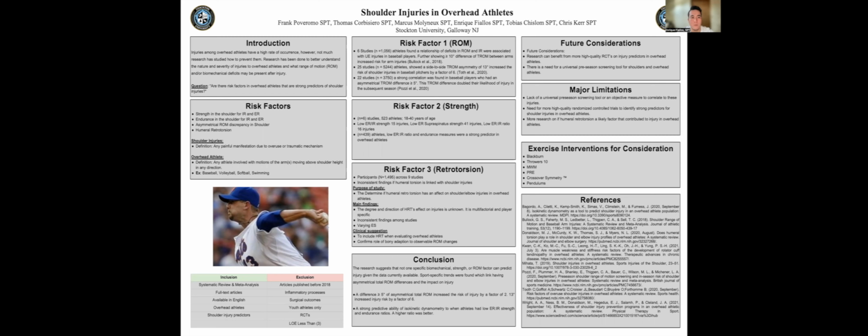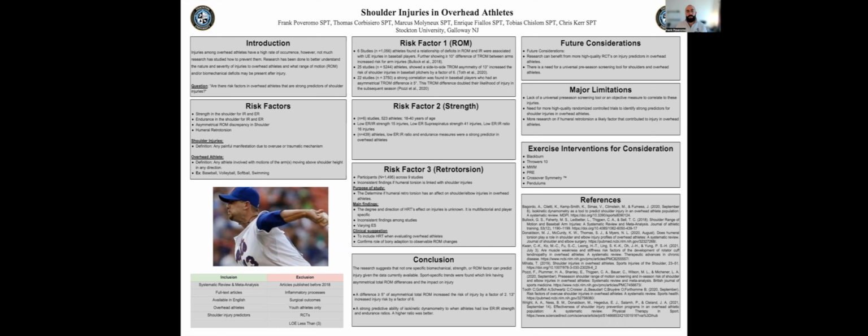The clinical question we came up with was, are there risk factors in overhead athletes that are strong predictors of shoulder injuries? Some of the risk factors that we identified were strength in the shoulder for internal and external rotation, endurance in the shoulder as well for both ranges of motion, asymmetrical range of motion discrepancy, and humeral retrotorsion. Our definition of shoulder injuries is any painful manifestation due to overuse or traumatic mechanism.